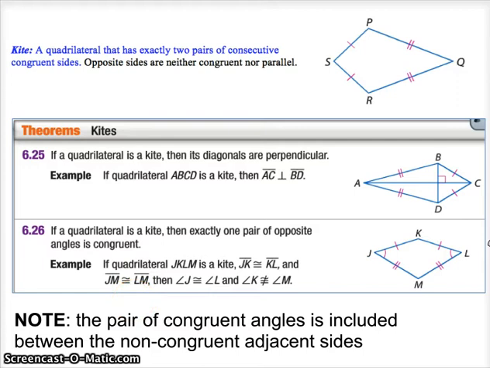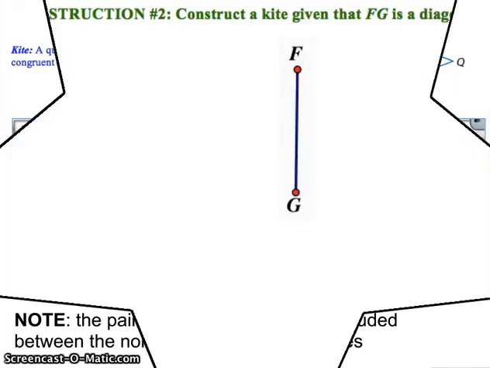I think I said that. You might want to rewind that and listen to that again, because it'd be easy to confuse that and think of that the other way.